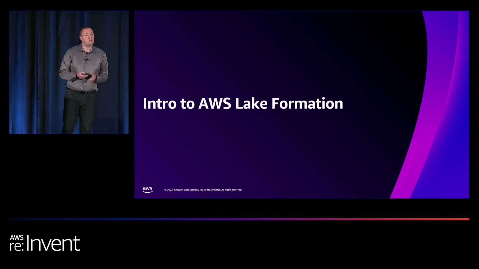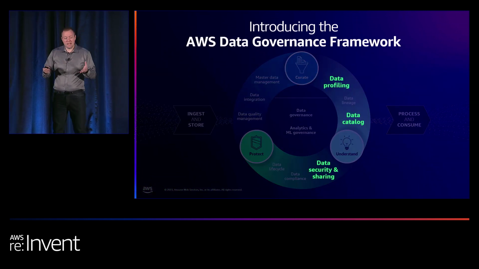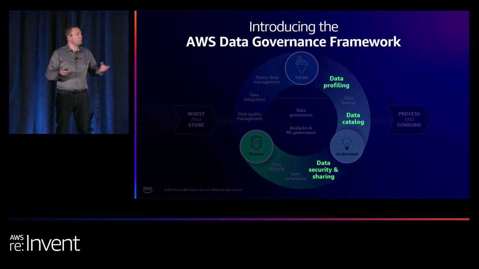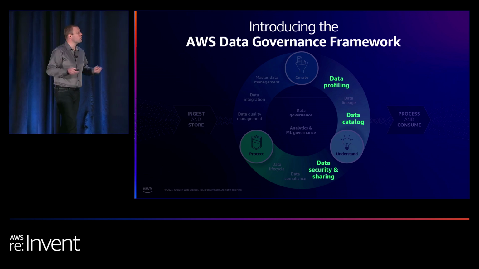Let's start with a quick intro into Lake Formation. Lake Formation and the Glue Data Catalog play an incredibly important role in AWS's vision on data governance. So throughout this session, we'll touch on the 3 highlighted capabilities: data profiling, data catalog, and data security and data sharing.